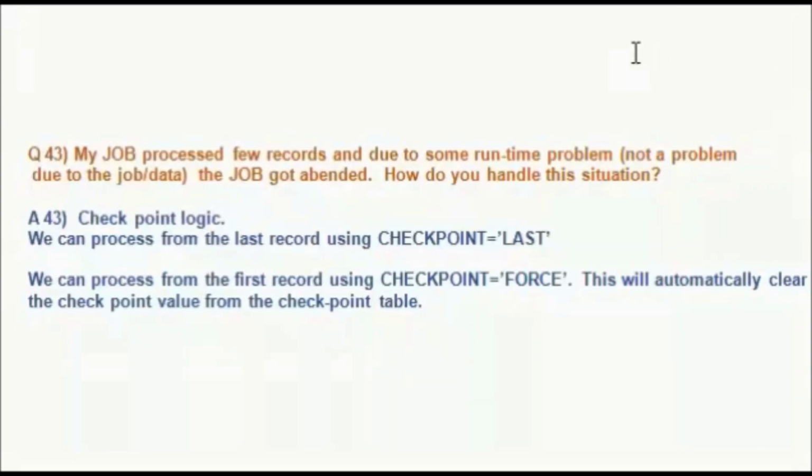When your checkpoint equal to last is coded, the system will refer to the checkpoint file or table and start processing from the 491st record. Otherwise, we need to process from the first record. When we process from the first record again, CPU execution time will be wasted again. So this is an advantage of using checkpoint restart logic.